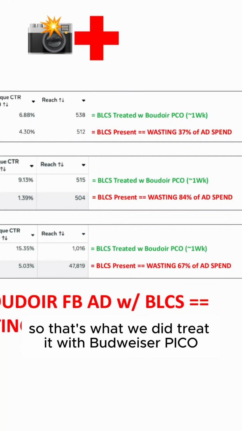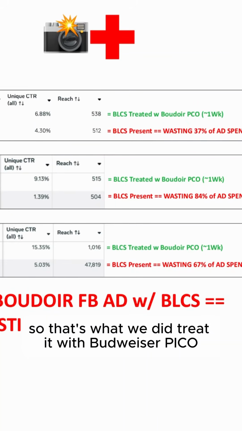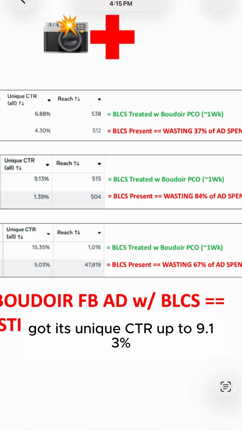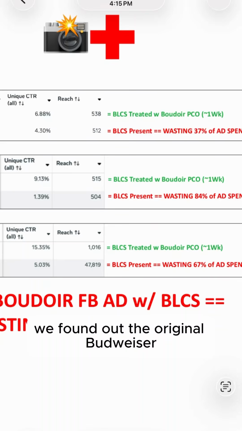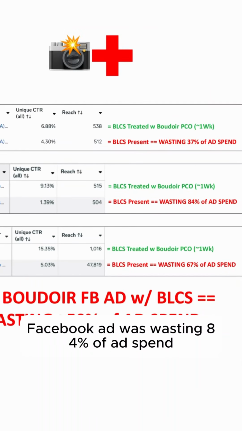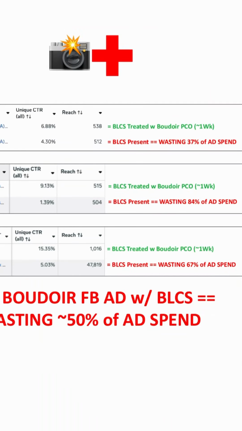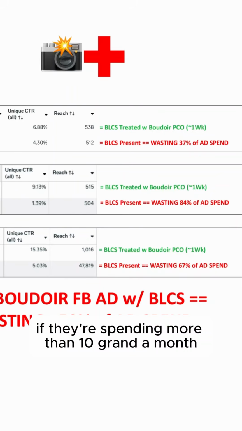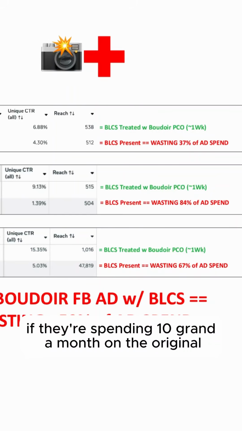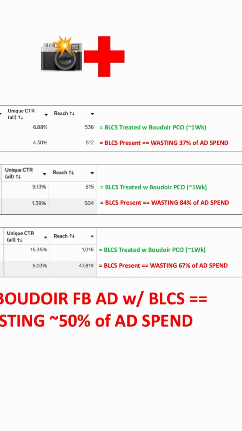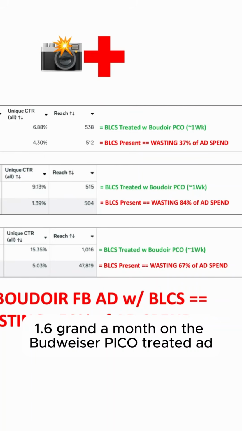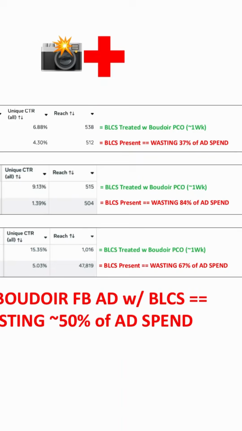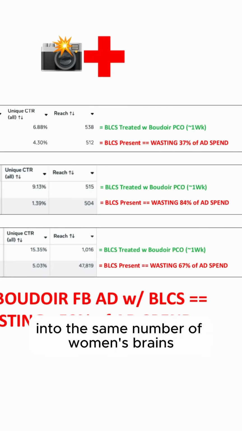So that's what we did. Treated with Boudoir Pico, got its unique CTR up to 9.13%. So we found out the original Boudoir Facebook ad was wasting 84% of ad spend. And as a result, if they're spending 10 grand a month on the original Boudoir Facebook ad, now they only need to spend 1.6 grand a month on the Boudoir Pico treated ad and get their ad into the same number of women's brains.